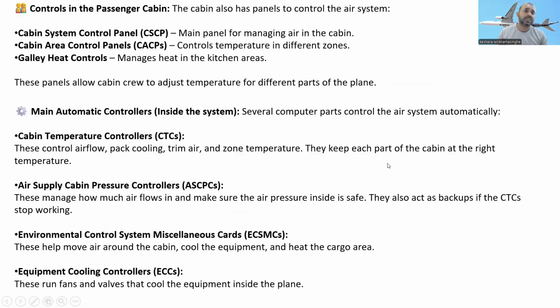All right, so now let's go to the controls in the passenger cabin. Before, we talked about the pilot's cabin, and now the passenger cabin also has panels to control the air system. The cabin system control panel, CSCP, is the main panel for managing air in the cabin. The next one, cabin area control panels, CACPs, control temperature in different zones. And the galley heat controls manage heat in the kitchen area. These panels allow cabin crew to adjust temperature for different parts of the plane.